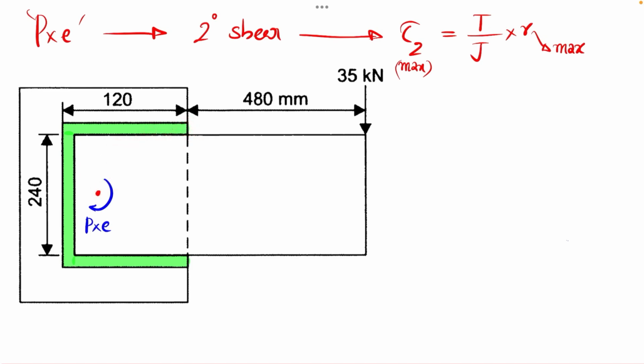This is actually the R max or the capital R we can take, and we need to find the value of this R. We need to find this distance, and at this point the tau 2 secondary shear stress will be maximum, and the same is to be considered for the design.